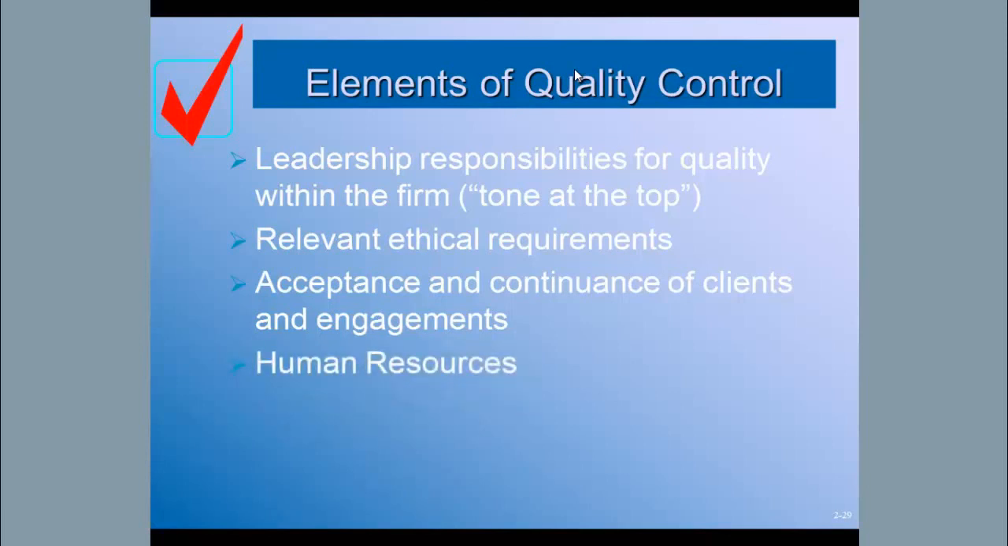Human resources. HR. How does HR fit into elements of quality control? Very important thing when the peer reviewers come into us. They check our HR records. What are our hiring practices? Who are we hiring? They look at our records. Are we hiring the right people? Are we hiring quality people? Are we reviewing them regularly? What are the reviews like? Are our systems in place to make sure that we have the right people hired and the right people on jobs? So HR is an extremely important element of quality control.